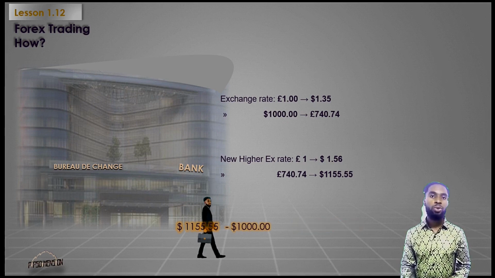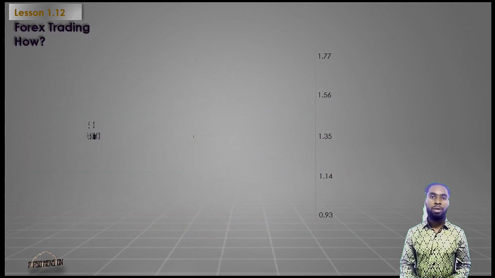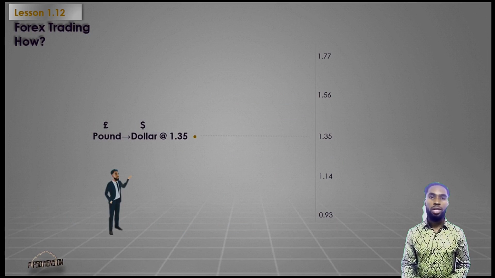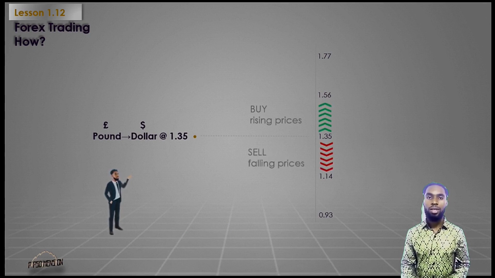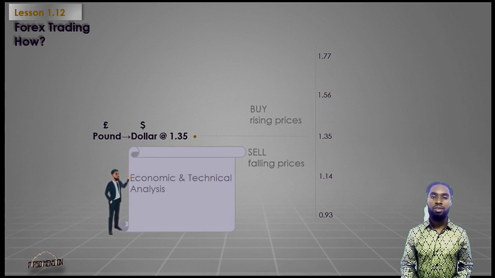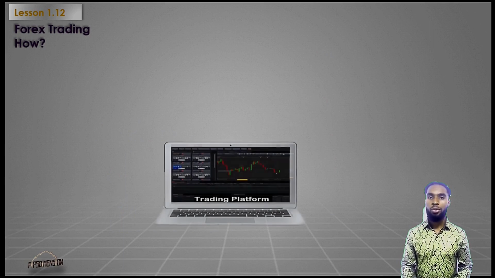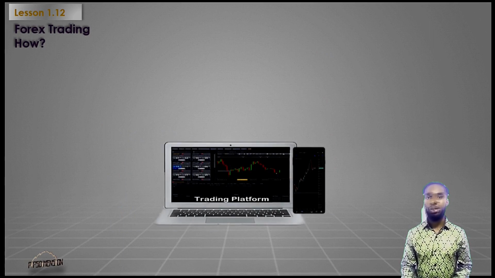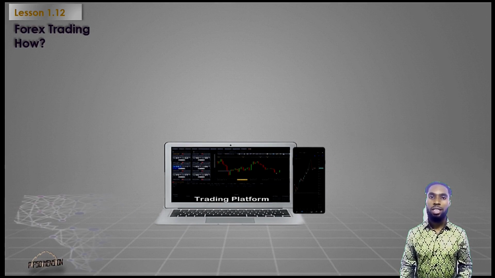So basically, this is what we do in the forex market. We make speculations about the exchange rate between two currencies. With that, we either buy one currency against another or we sell one currency against another. And if our prediction goes in the right direction, we make some profit. This is done with some international economic and technical analysis. With online forex trading, all these activities can be carried out on a trading platform right on your PC or your smartphone. And that means you can partake in this large forex market wherever you are around the globe.